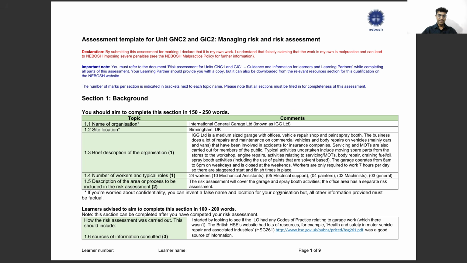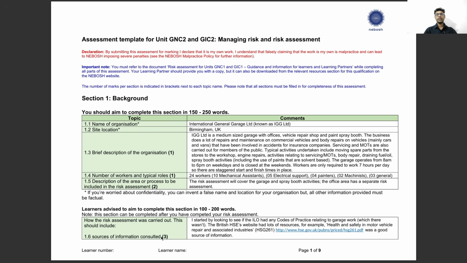So that is 1.5. Now we go to 1.6, that is how the risk assessment was carried out. This should include sources of information consulted. So when you now do the risk assessment, even though you are an experienced person, an experienced safety officer, or you have a medium level of experience, or even if you're a fresher or new person doing the safety course, doing this health and safety practitioner course.